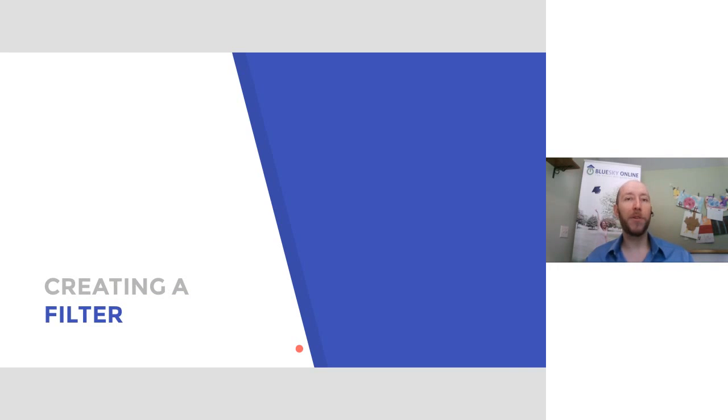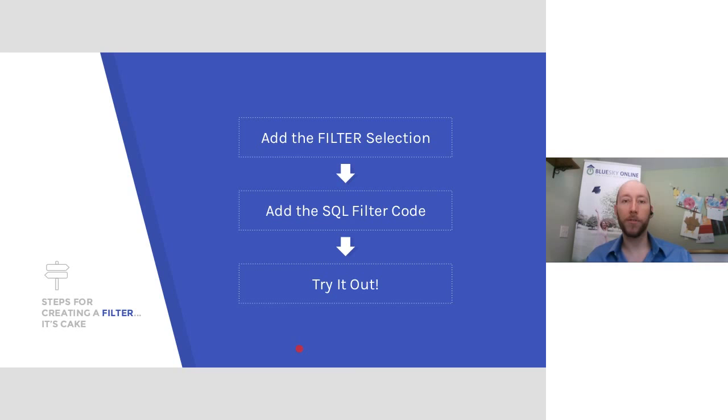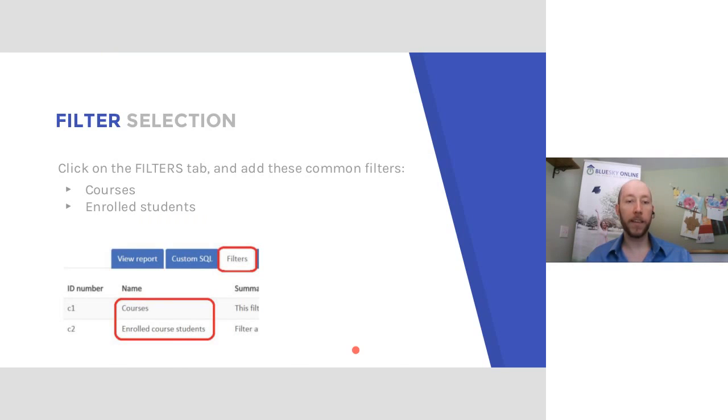So filters can be really useful when you want to display a bunch of information for a course or your site, but then allow your staff to drill down into a deeper level. And it's fairly simple, adding these kind of filters that are abilities within the Configurable Reports block. You want to add the filter selection. You also need to add a piece of SQL code in to apply that filter within the code and try it out. Looks a little bit something like this.